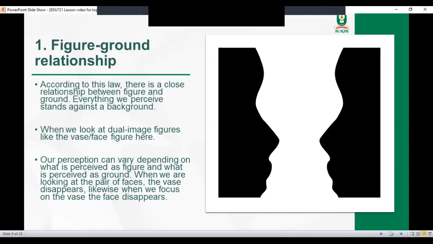Yeah, the law of figure-ground relationship. Before I continue, just pause a while and look at this image on the right side of your screen. What do you notice on this figure? So the law of figure-ground relationship states that there is a close relationship between figure and ground. Everything we perceive stands against a background.